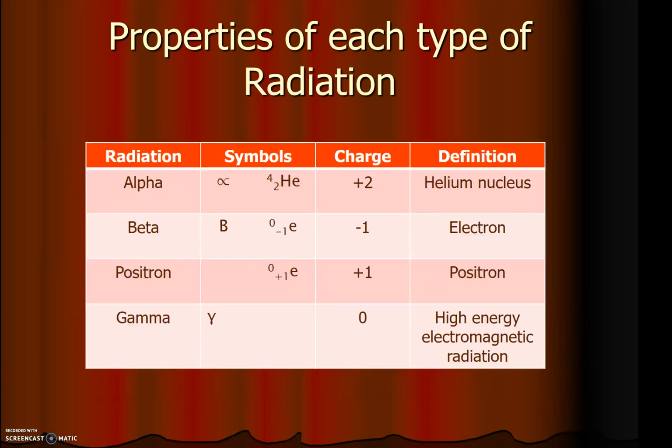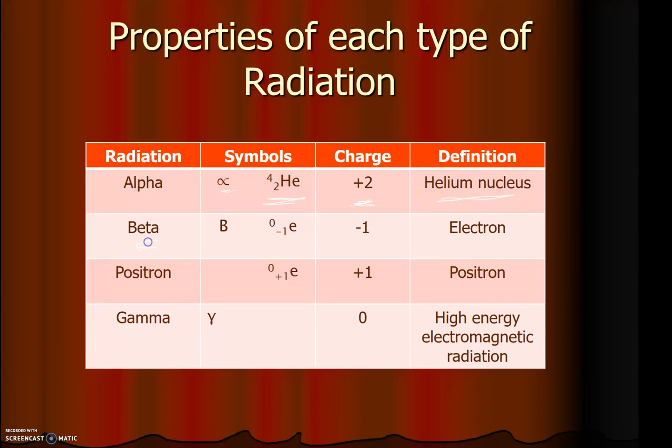So these are our 4 types of radiation, and this is the thing to really be familiar with. We have 4 types. They're pretty straightforward. They're always the same. Alpha, this is the symbol for alpha, and then this is what it is. It's a helium nucleus. So 2 neutrons, 2 protons. It's 4 because it's protons plus neutrons. The charge is plus 2, okay, and it's a helium nucleus.